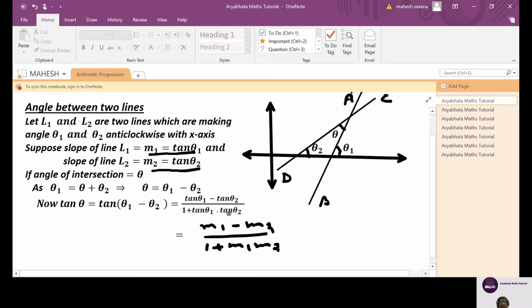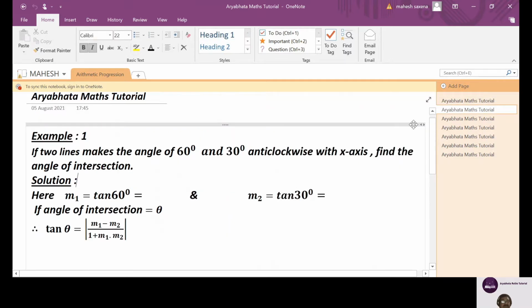But angle of intersection means the acute angle between the lines, and if the angle is acute, tan theta is positive, and if the angle is obtuse, then tan theta is negative. Since we have to find the acute angle between the lines, we will take the modulus of this formula. That is, if the angle of intersection is theta, then tan theta is equal to modulus of m1 minus m2 upon 1 plus m1 m2. Now we take an example.